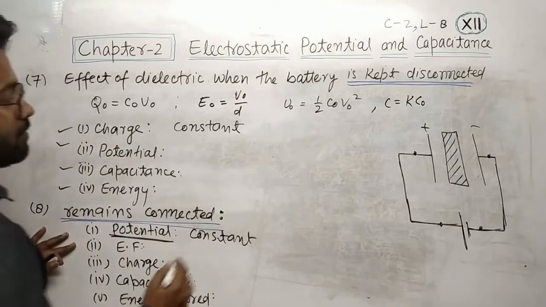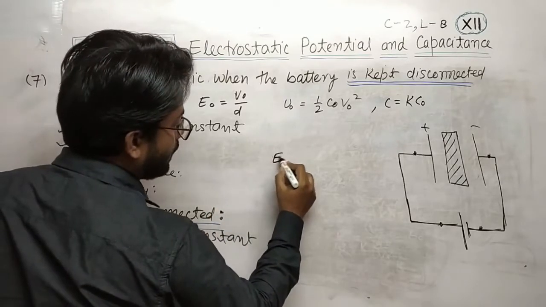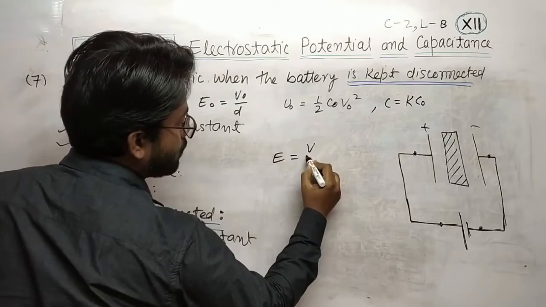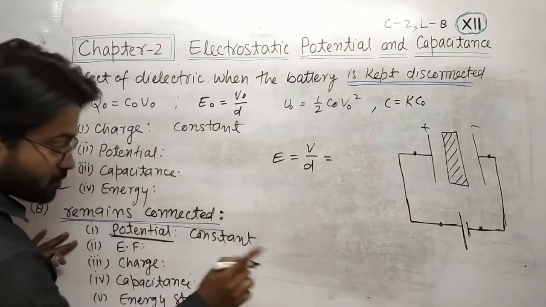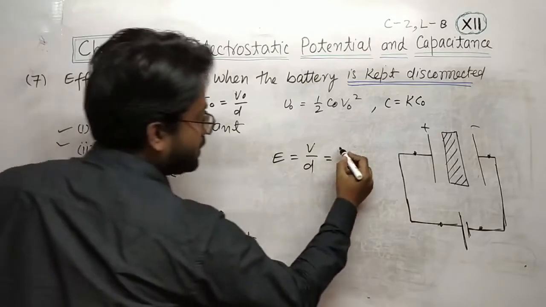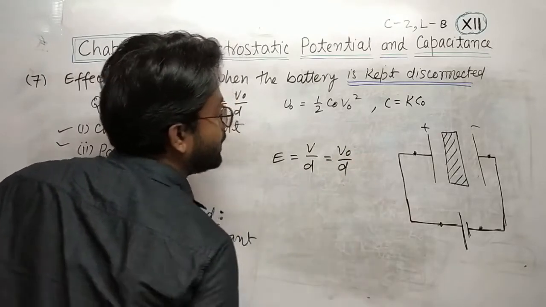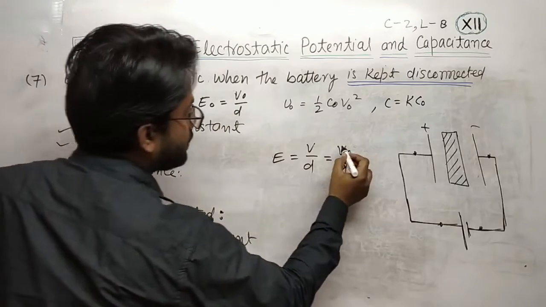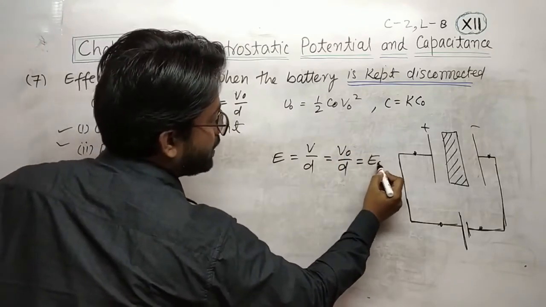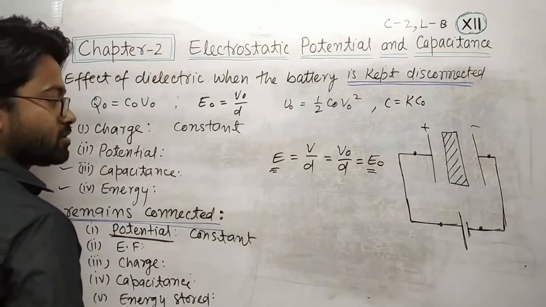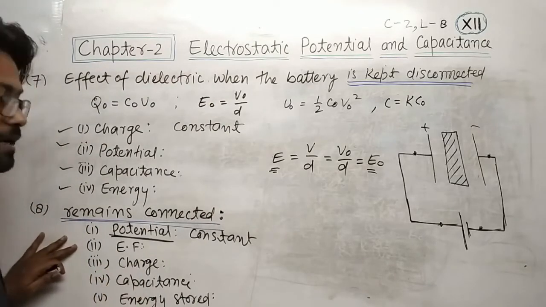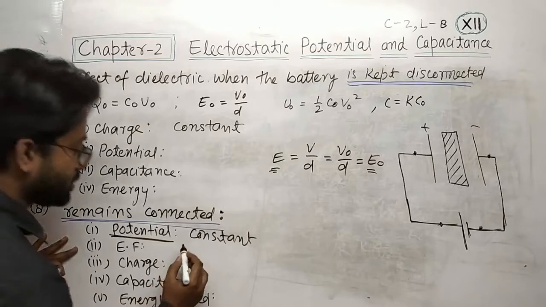Next point is electric field. Electric field is V upon D. We know that in this particular case potential is constant, V naught upon D. We can write V naught upon D as E naught, initial electric field, and final electric field is constant. That means electric field remains constant.